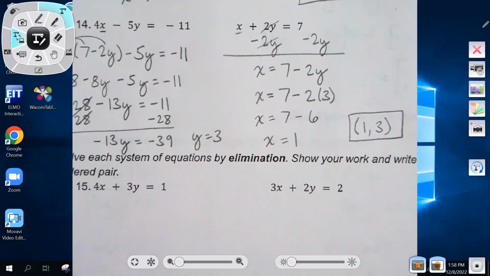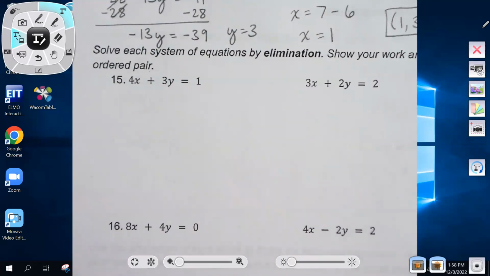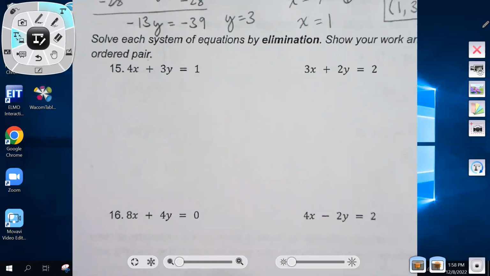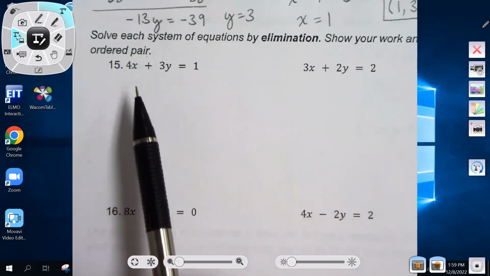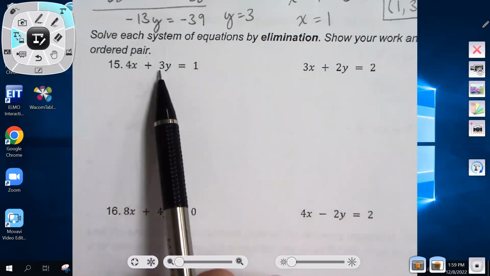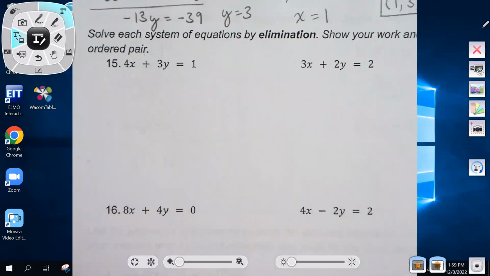On numbers 15 and 16, we're solving by elimination. So you need to choose either the x's or the y's to get rid of, or to try to get them to cancel out. Here, if I look at the x coefficients, we've got 4 and 3. The y coefficients are 3 and 2. Just because the y coefficients are barely smaller, that's the one I always choose to work with, is whichever one's smaller. But it really doesn't matter which one here.